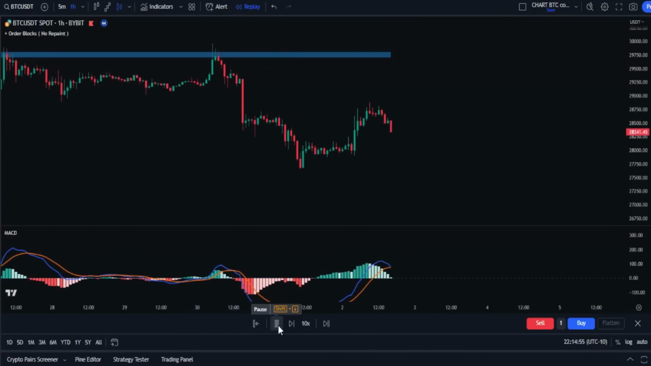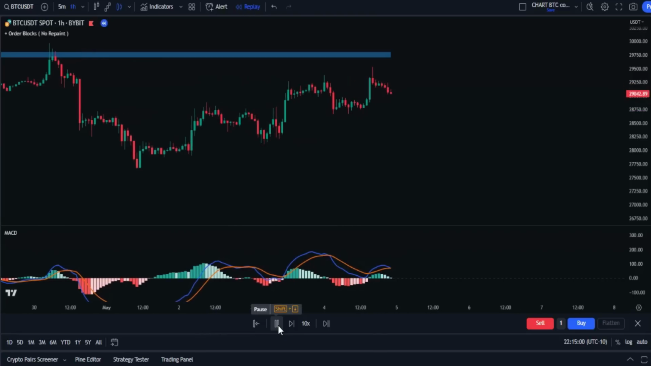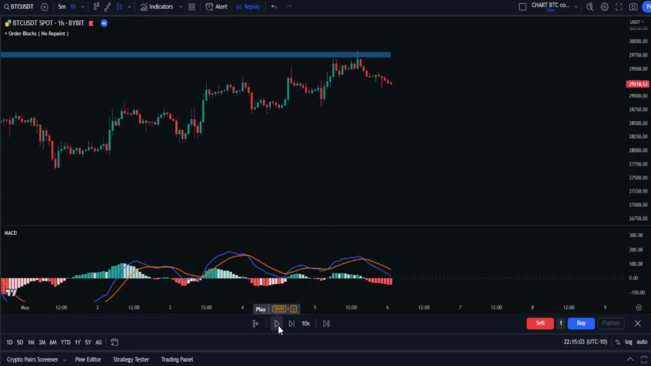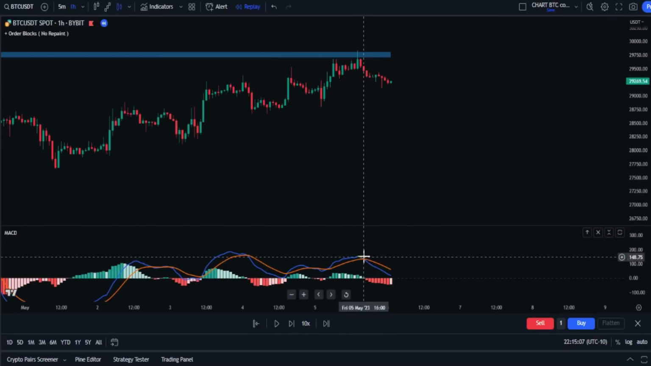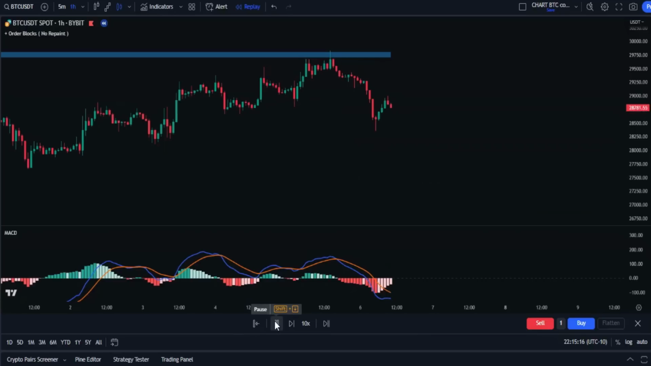Now let's go ahead to see another signal with the use of the MACD indicator. Now we see that the candles touch the order block area. And after two candles, we see a sell signal appearing on the MACD indicator. So from here, we can also enter into a sell position.